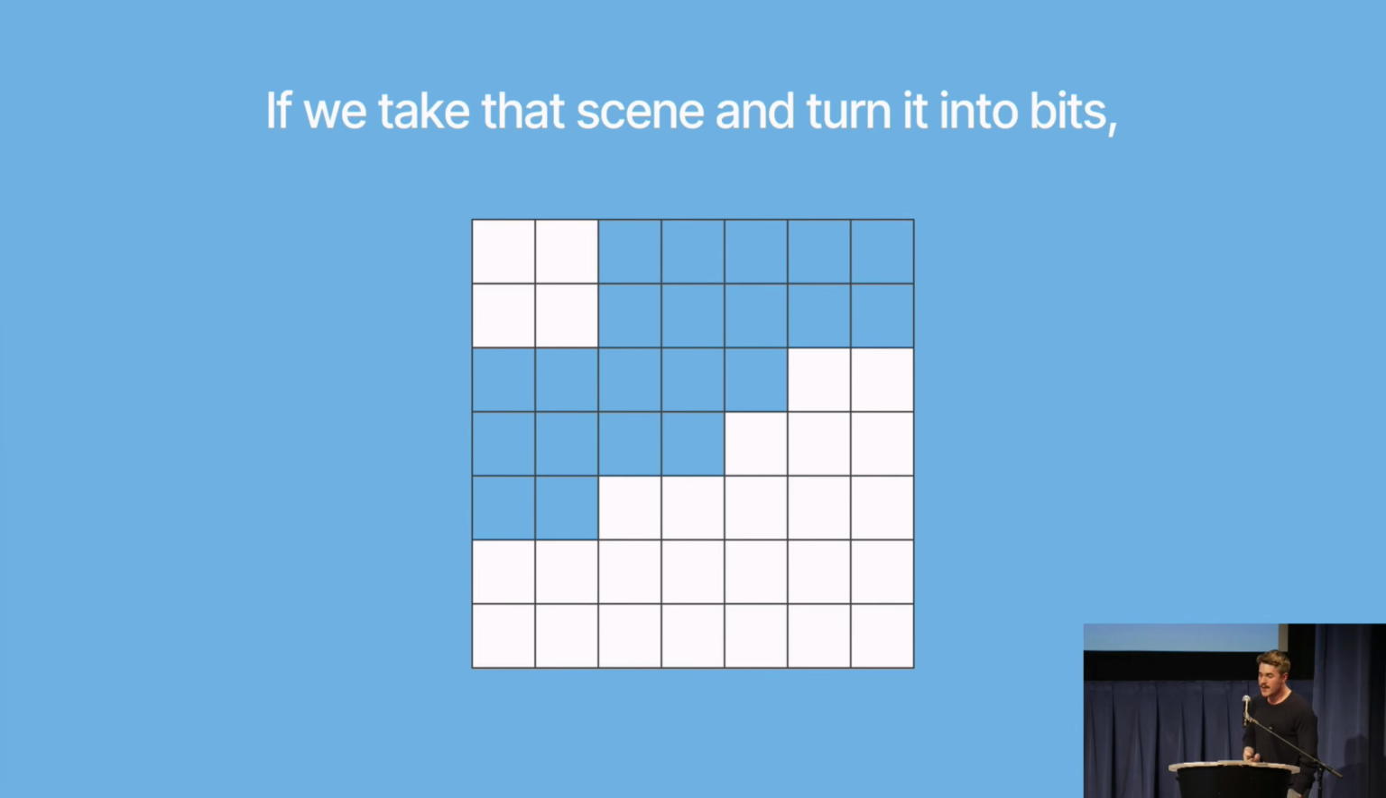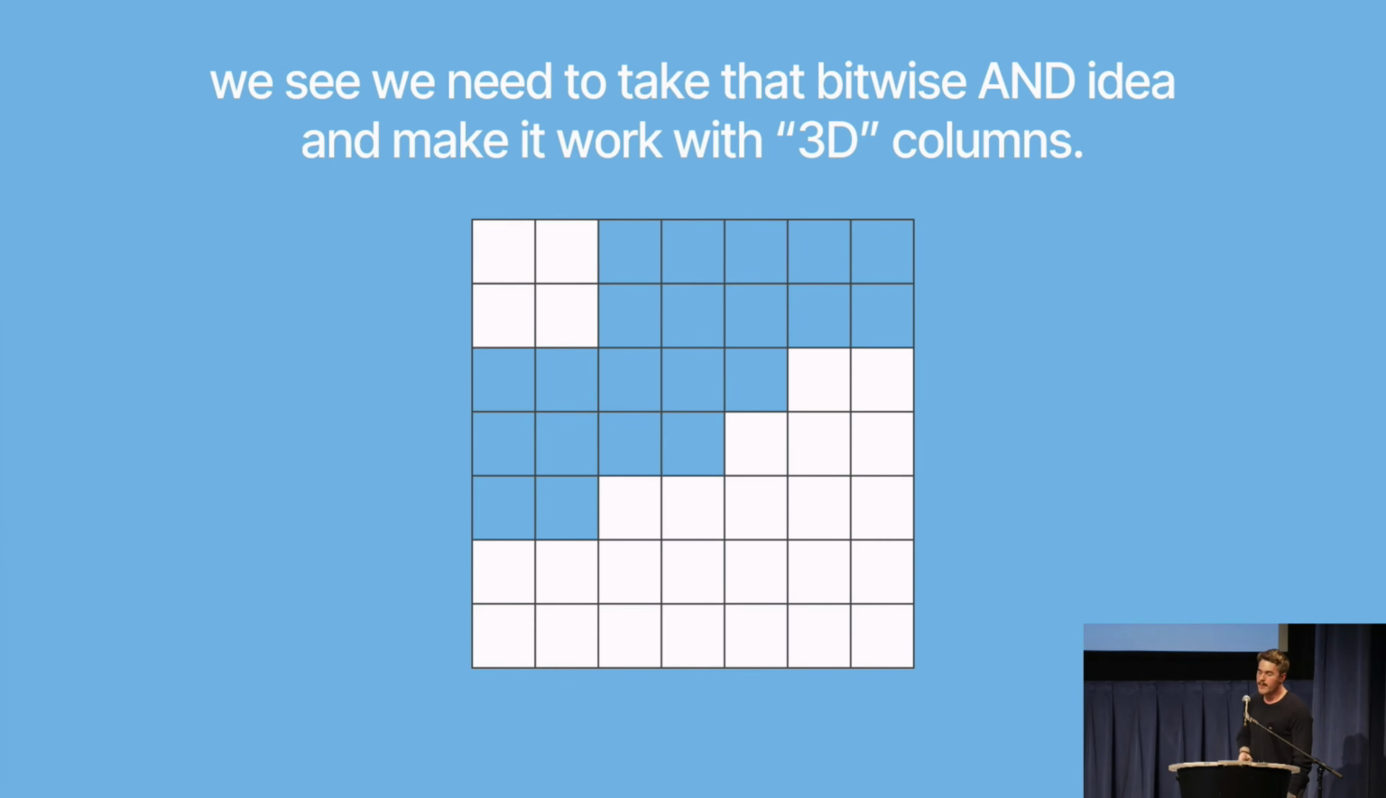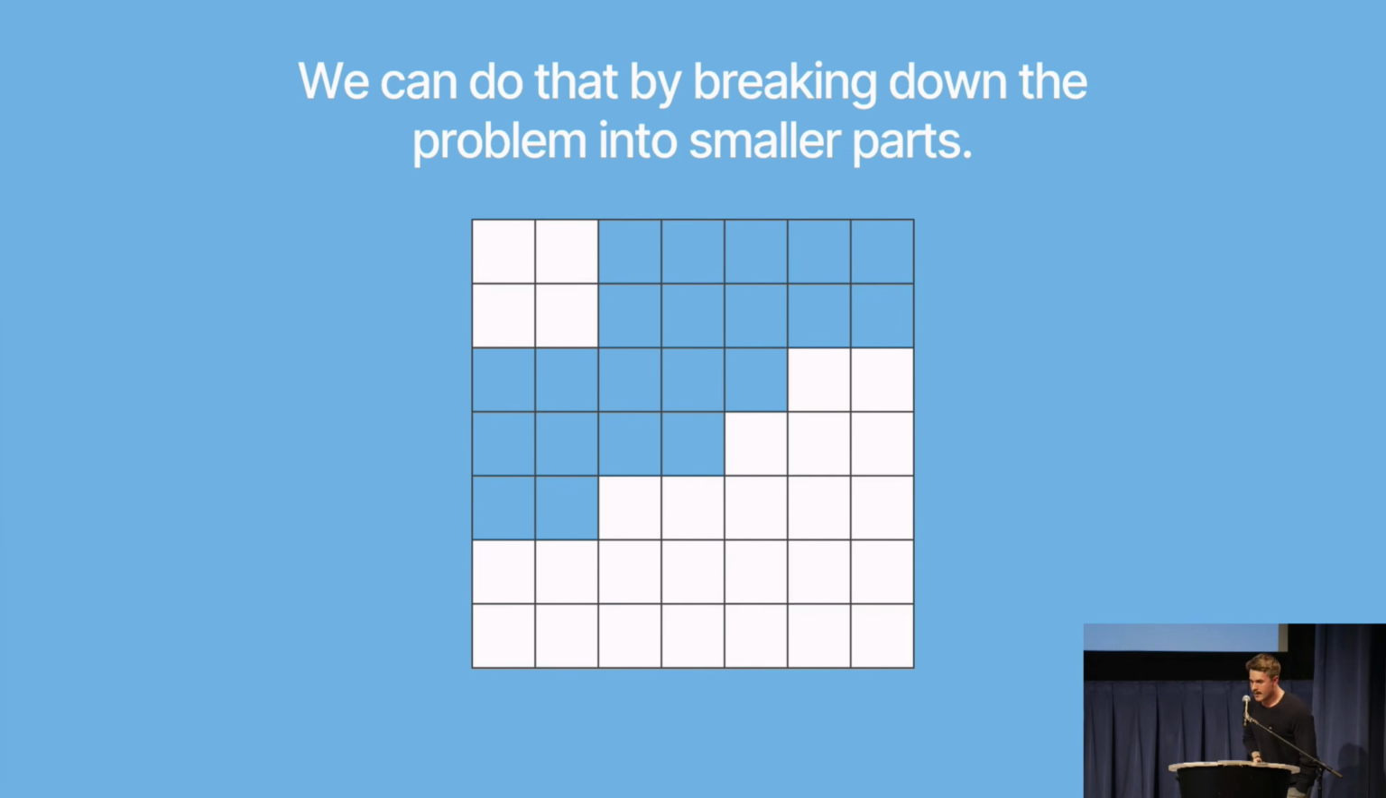If we take that scene and turn it into bits, we can see that the same thing we were doing before with the bitwise AND wouldn't work anymore with these 3D or more complicated columns, because we can't extract one face per column, right? We have multiple faces per column potentially now, right? Well, we can make our bitwise AND system work by breaking our current columns down into smaller parts.